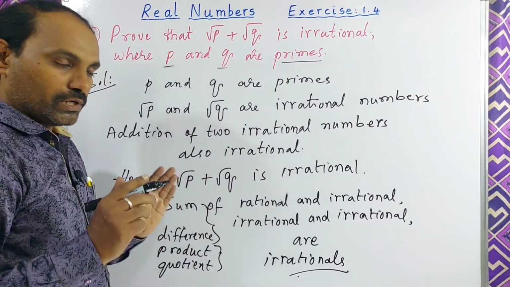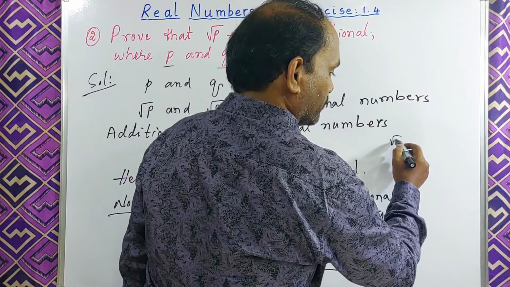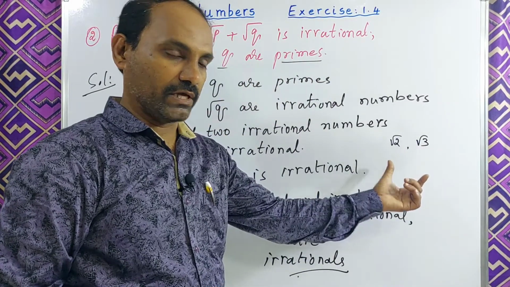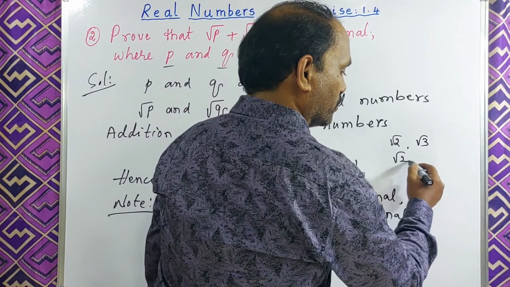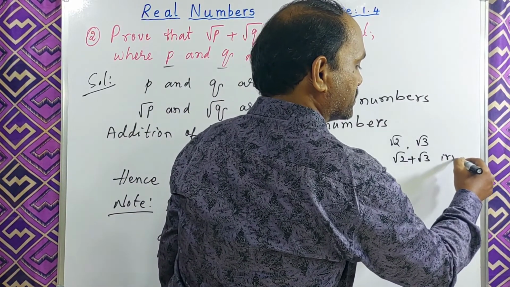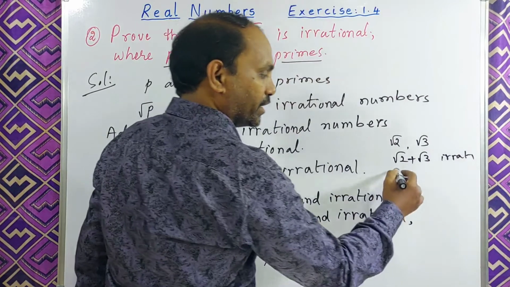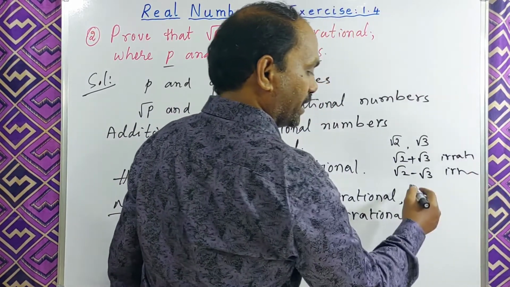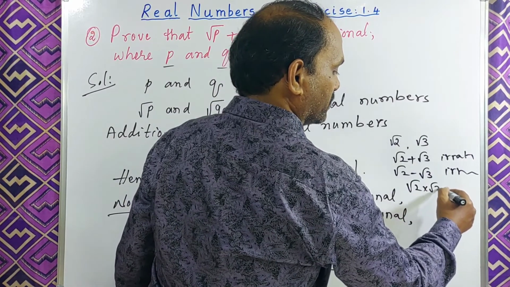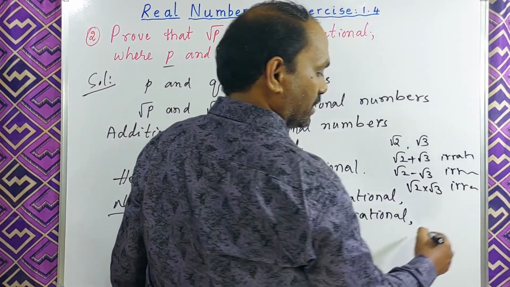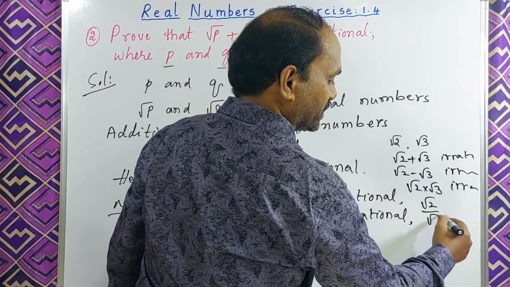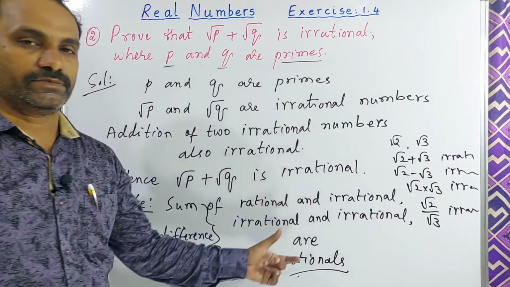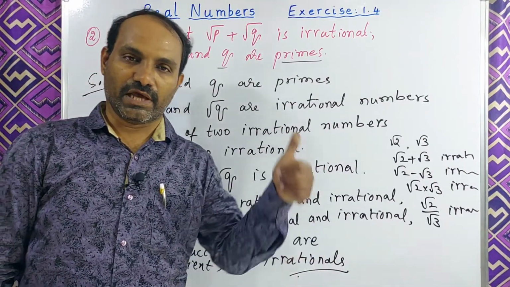For example, root 2 plus root 3: root 2 and root 3, these two are irrational numbers. The sum of these two, root 2 plus root 3, is also irrational. Root 2 minus root 3 is also irrational. Root 2 into root 3 is also irrational. Root 2 by root 3 is also irrational. Remember these steps. Is it understood? Thank you very much.